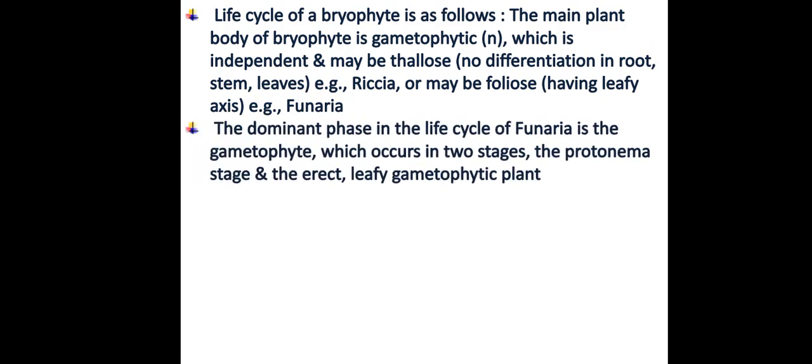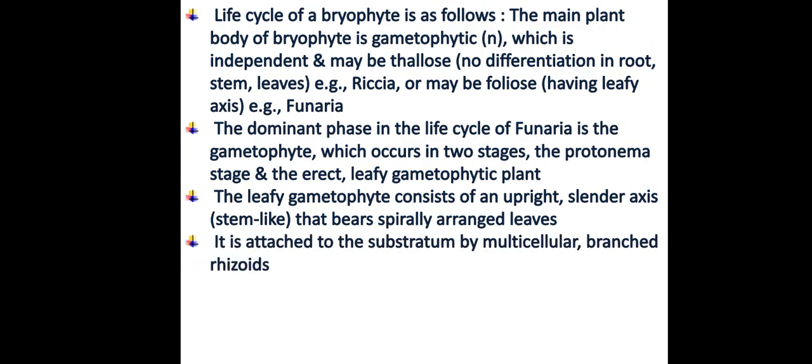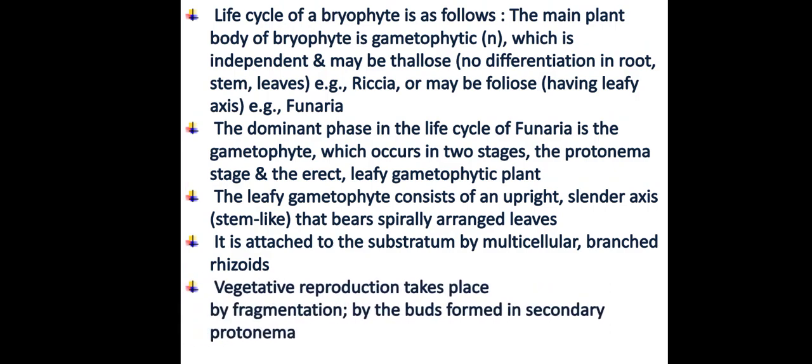The dominant phase in the life cycle of Funaria is the gametophyte, which occurs in two stages, the protonemal stage and the erect, leafy gametophytic plant. The leafy gametophyte consists of an upright, slender axis, which is stem-like, and that bears spirally arranged leaves. It is attached to the substratum by multicellular branched rhizoids, which are root-like structures. Vegetative reproduction takes place by fragmentation, where buds are formed in the secondary protonema.